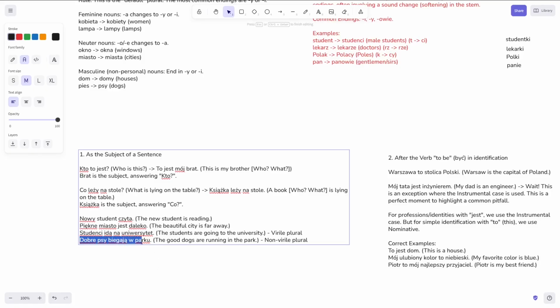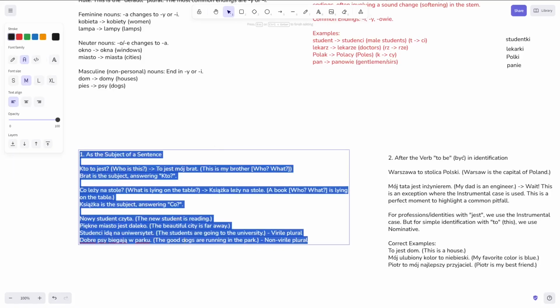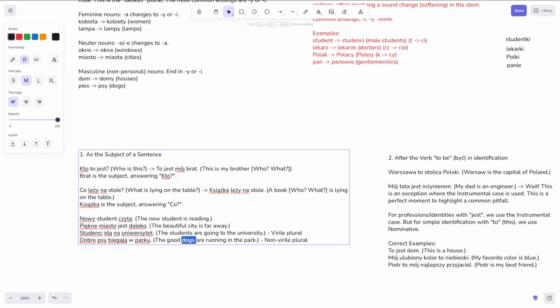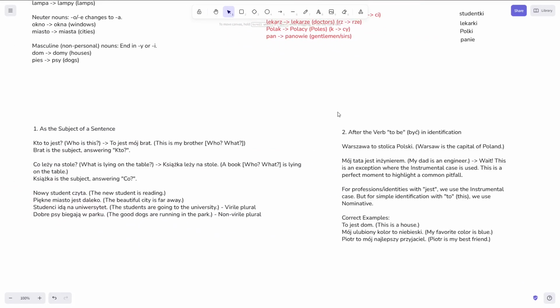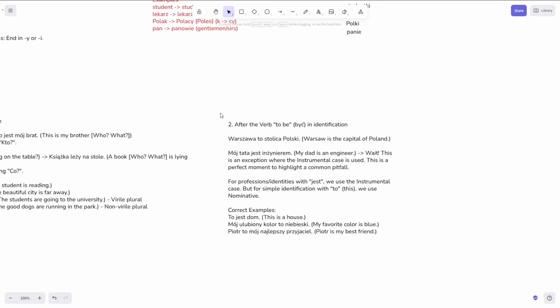And the last one, dobre psy biegają w parku. The good dogs are running in the park, okay? Again, blank this one out, and we have the good blank are running in the park. The good what are running in the park. The good who are running in the park. The boys, girls, dogs. Okay? So that's why it is also a nominative case. It is also the basic subject. The thing is doing something, or the who is doing something. There you go. And the other usage of the nominative case is after the verb to be.